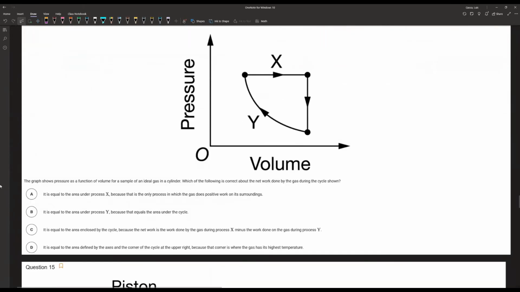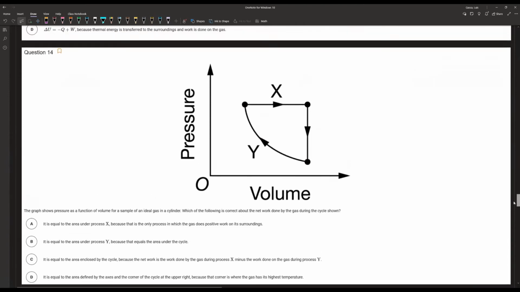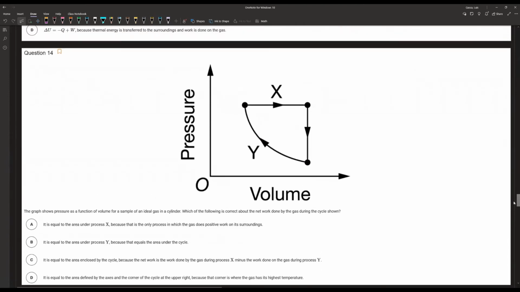All right, here's another pressure volume diagram. Give me 1 second. The graph shows pressure as a function of volume for a sample of an ideal gas in a cylinder. Which of the following is correct about the net work done by the gas during the cycle?